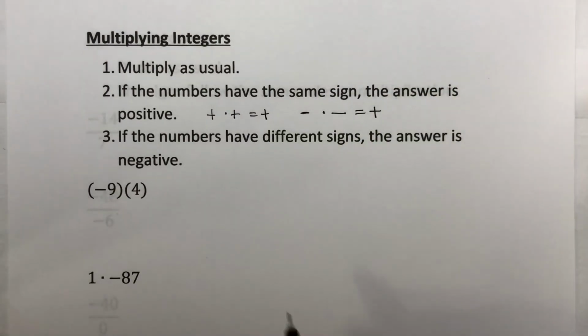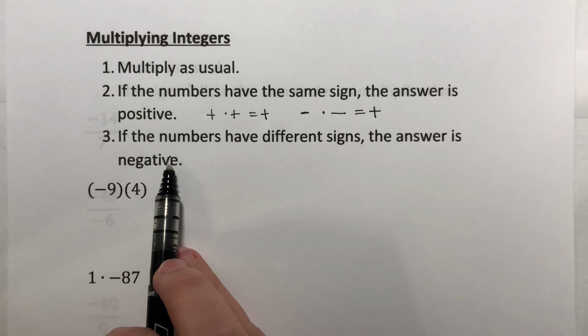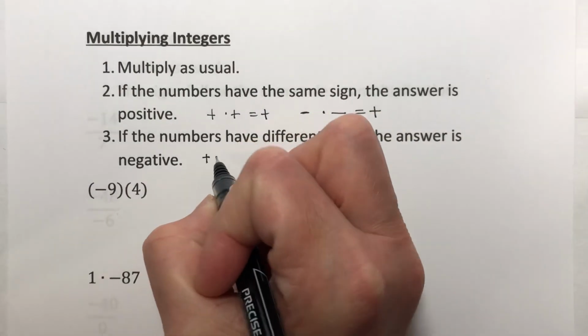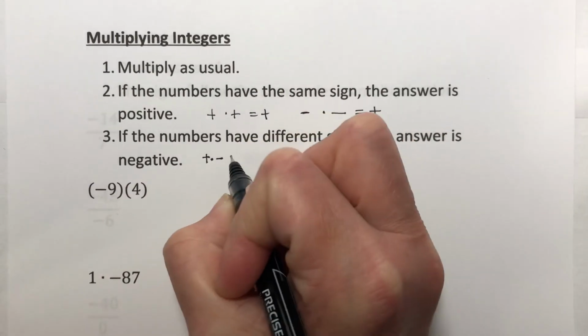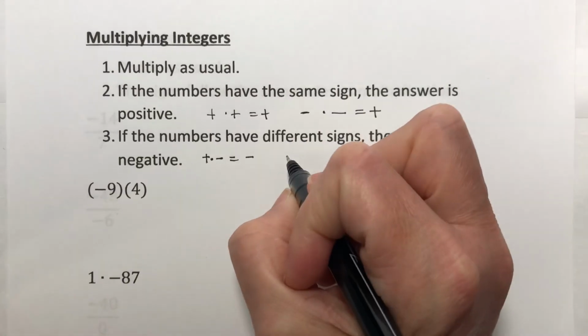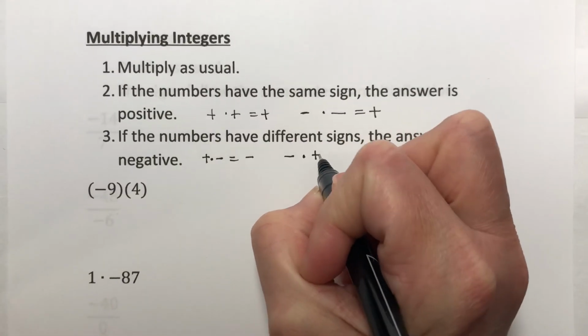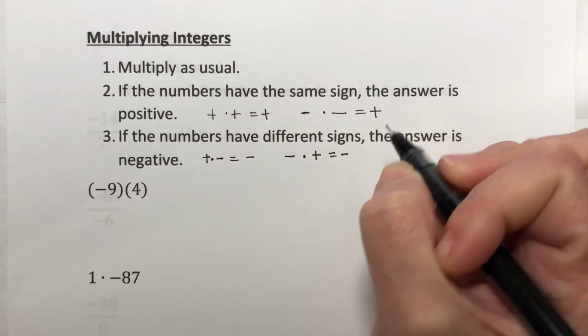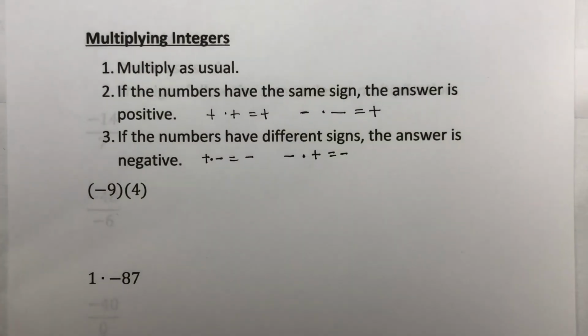Okay? If the numbers have different signs, the answer is going to be negative. So if you had a positive times a negative, your answer is negative, or negative times a positive, your answer is negative. Okay, so let's work a few problems.